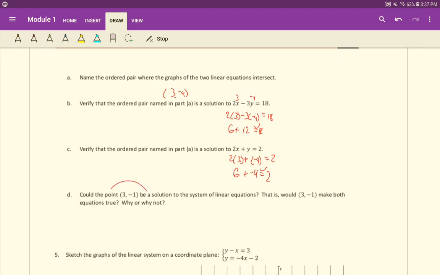Okay, and of course, same kind of argument from before, 3, negative 1, it's not going to work. We already know what the solution is, okay? But that's not the greatest justification. Let's just go ahead and plug it in here to one of our equations. So that's going to be 6 plus negative 1, which is 5, which does not equal the 2 that we were looking for there. So no, 3, negative 1 is not a solution to 2x plus y equals 2.